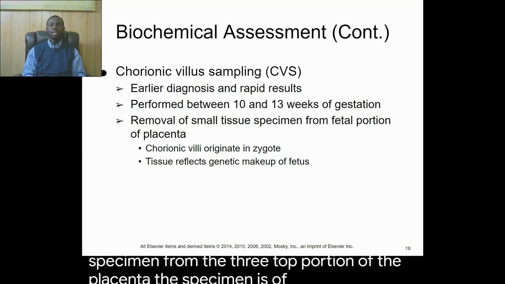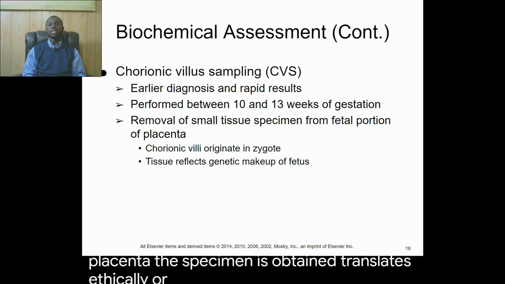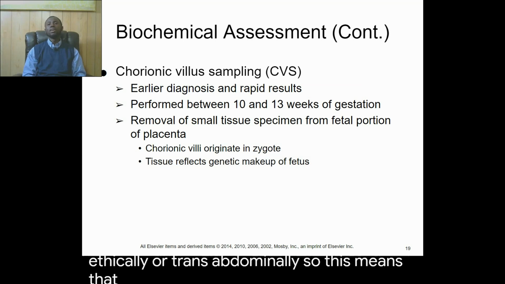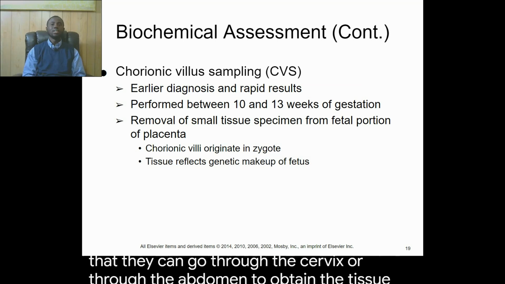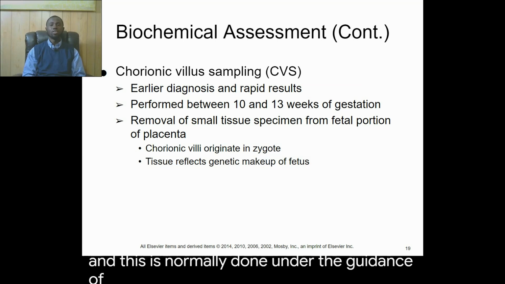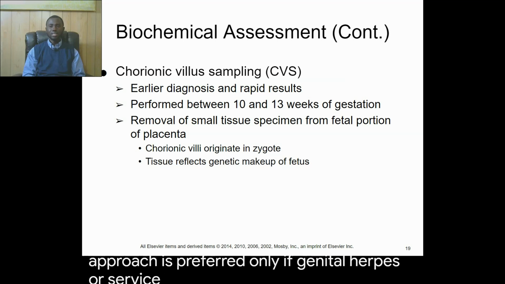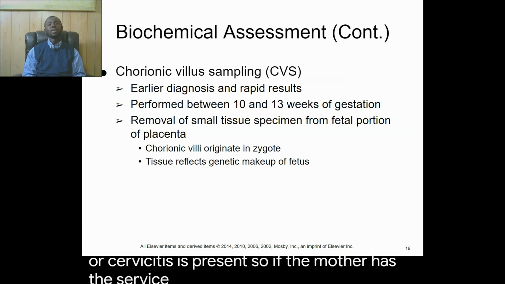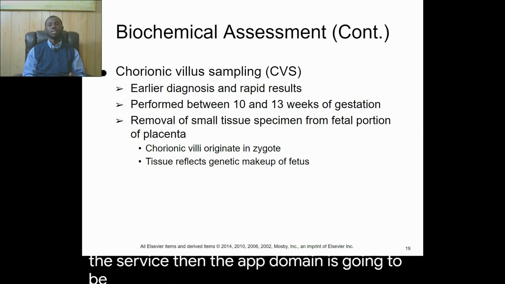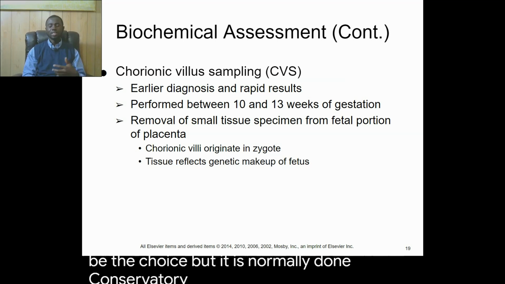The specimen is obtained transcervically or transabdominally, so this means that they can go through the cervix or through the abdomen to obtain the tissue, and this is normally done under the guidance of an ultrasound. The transabdominal approach is preferred only if genital herpes or cervicitis is present. So if the mother has genital herpes, or if there is any inflammation of the cervix, then the abdomen is going to be the choice, but it is normally done transcervically, that is through the cervix.